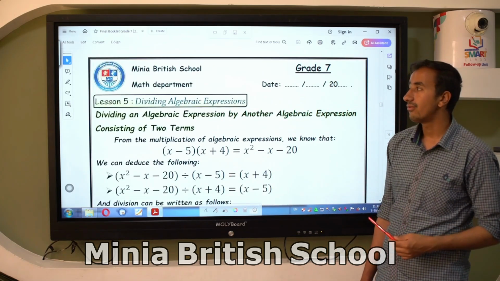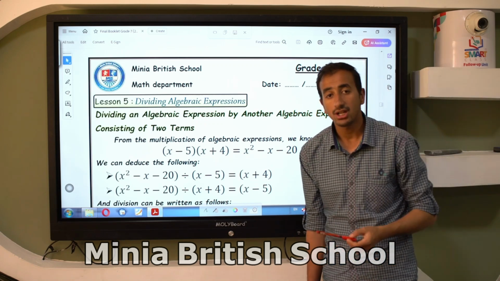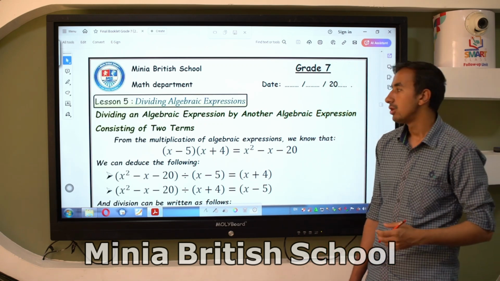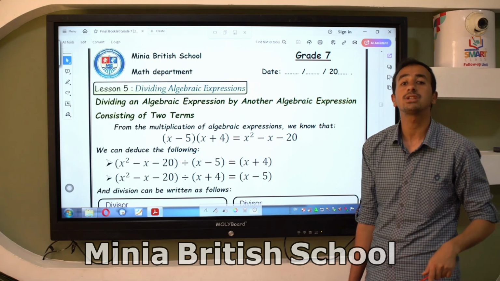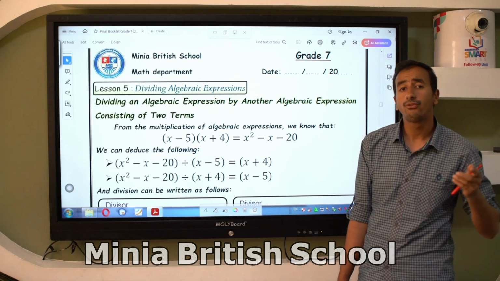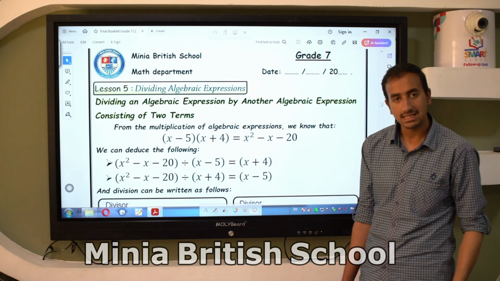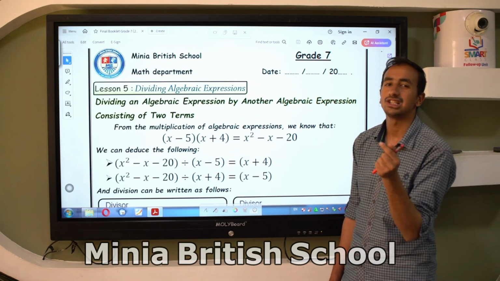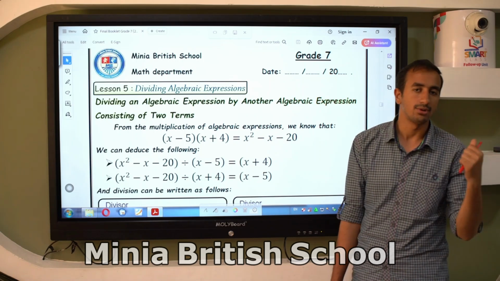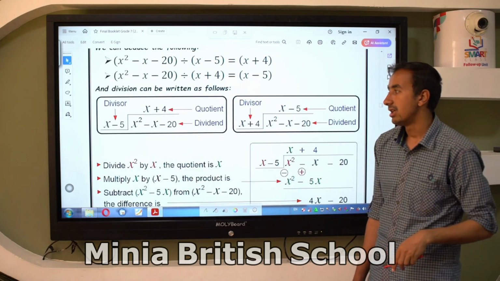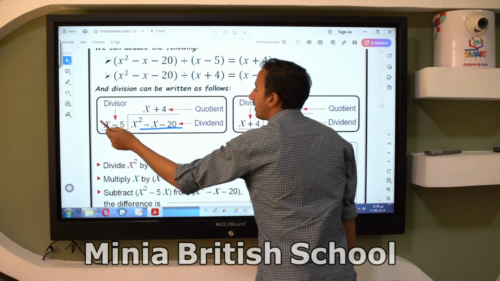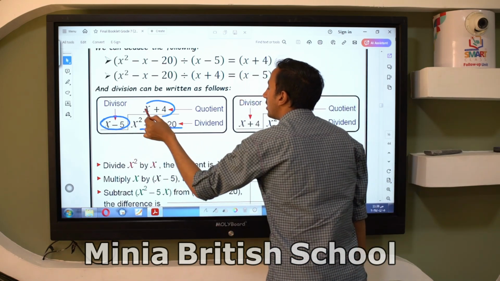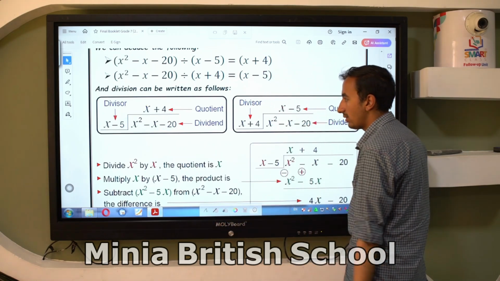Now we have lesson 5, divided by algebraic expression. If we have expression by expression, you must recognize or remember the long division you understood from grades 4, 5 and 6. Yes, but here in algebraic expressions, not in numbers. Here we have the dividend, here the divisor, and here the quotient. How can we find this?